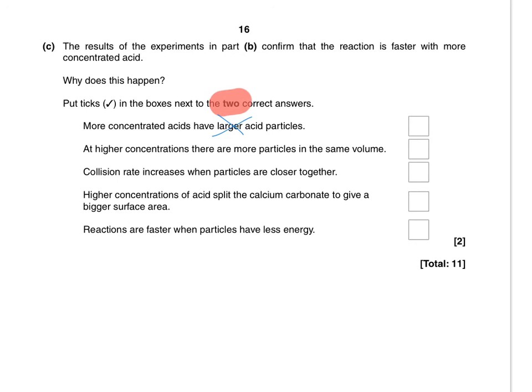High concentrations of acids split the calcium carbonate to give a bigger surface area. I don't understand how that happened. And reactions are faster when particles have less energy. Well, that's again an obviously wrong one. So we've excluded 2 that are obviously wrong, and another one that's pretty much wrong.